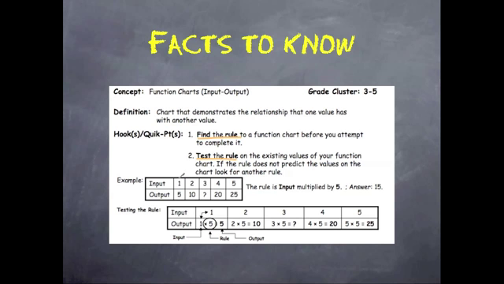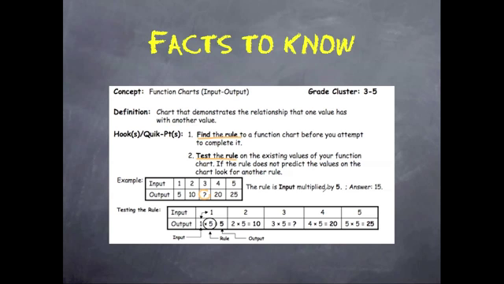So our example is here. Our inputs are 1, 2, 3, 4, and 5. Our outputs from that are 5, 10, something that we don't know, 20, and 25. So one thing to note is that the input is related to the output directly below it. So this 1 is related to the 5, this 2 is related to the 10, this 3 is related to this question mark that we don't know, this 4 is related to the 20, and the 5 is related to the 25.